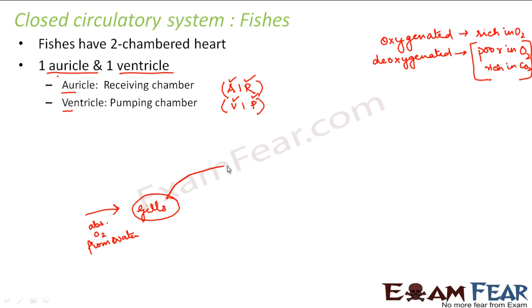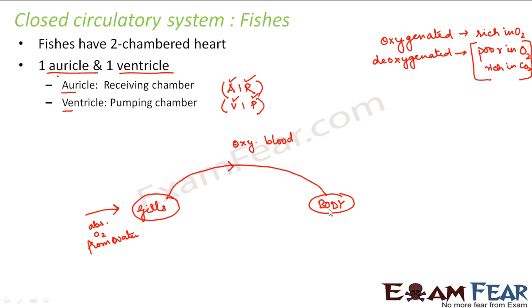So where will the good blood go? This good blood will go to the different parts of the body. So this is oxygenated blood. So this oxygenated blood from the gills will go to the different parts of the body. Correct? Now in the different parts of the body, the process of respiration will take place.